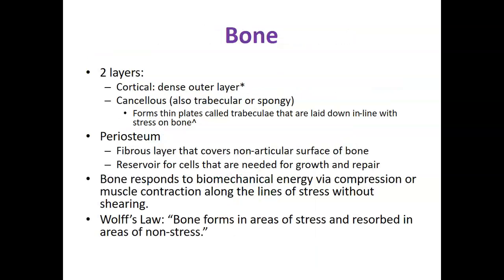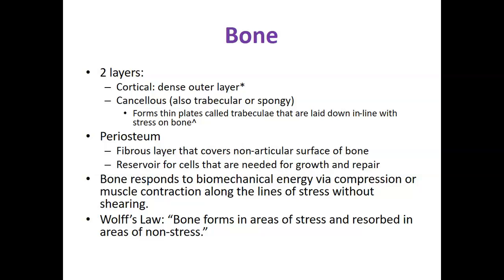Okay, for bone. Two layers of bone. Chad told me this was a struggle for you guys when you had anatomy, so we're going to pound it in one more time. You've got a dense outer layer, that's the cortical layer. You've got that spongy inside layer, that's the cancellous layer. The trabeculae, which are in the cancellous bone, lay down along lines of stress. So it's not just a jumbled mess of macaroni inside your bone. It actually lays down along lines of stress.